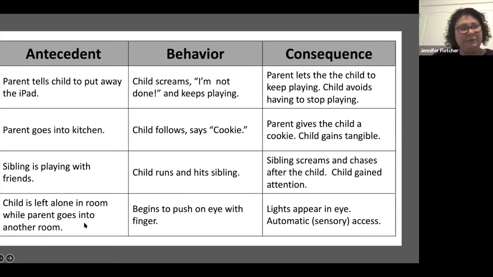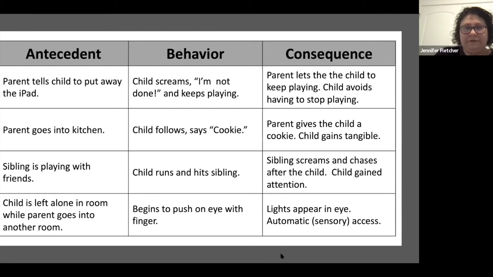And then this final one, the child is left alone in a room while the parent goes into another room. Then the behavior is they begin to push on their eye with their finger. Some kids like to push on the little corner of their eye, which helps stimulate some of the lights that appear within their eye. And the consequence was they got to have those lights appear, which is automatic, or sometimes it can be considered sensory. We'll talk more about exactly what automatic is in a little bit, but they get something out of it, some sort of bodily function.